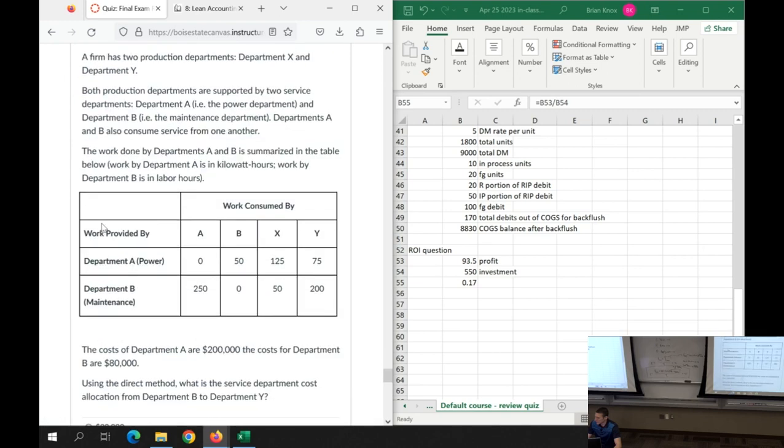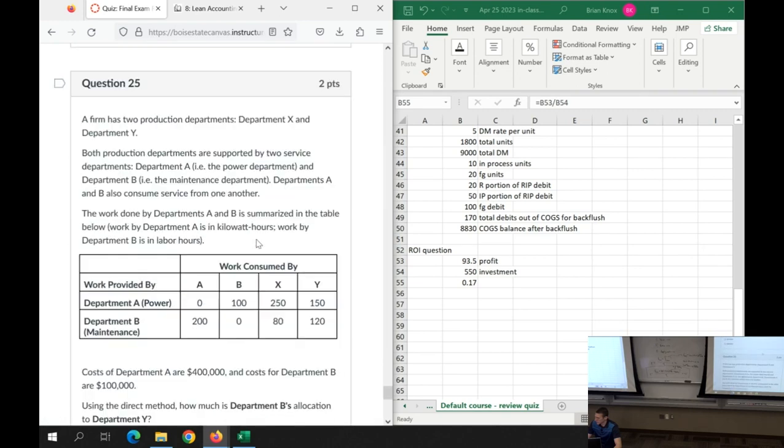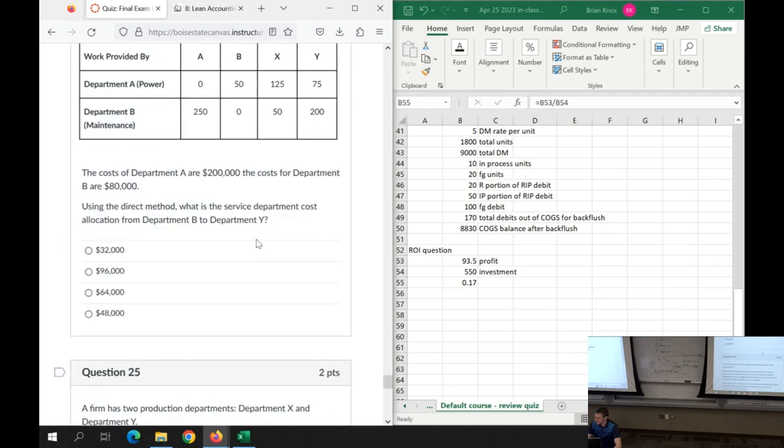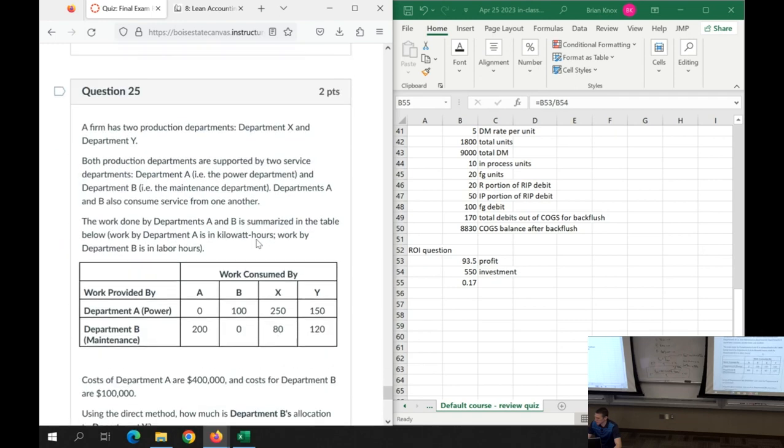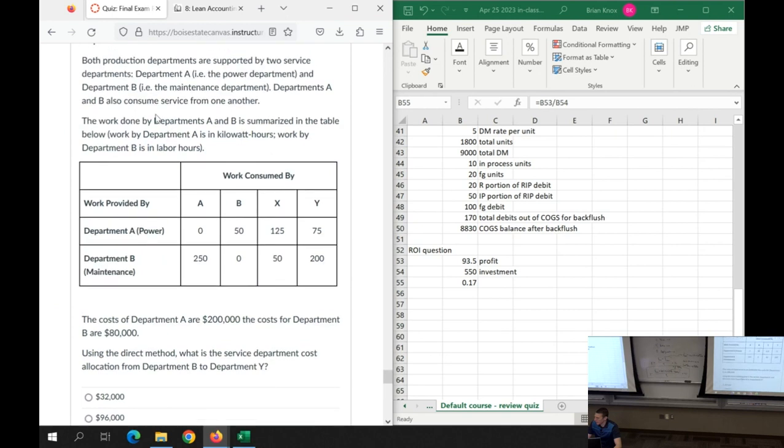All right. We'll race through this real quick. Let's see. Do one of these. It's faster. Let's do this one. Wait, they're both direct method. Either way. All right, direct method, B to Y. We'll do it in less than a minute here. B has $80,000 of cost. Y consumes 200 units of B's work. We're using the direct method, right? So only 250 counts as the denominator. Oh, wrote it wrong. 250.